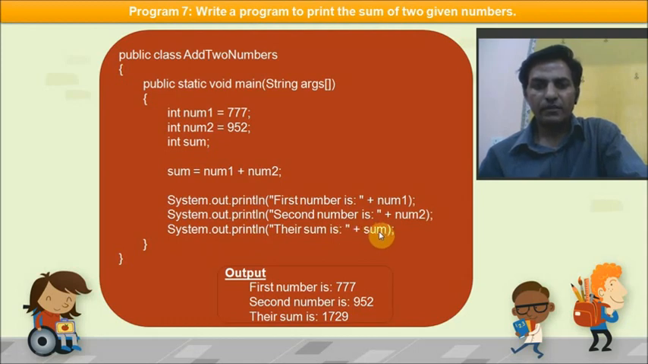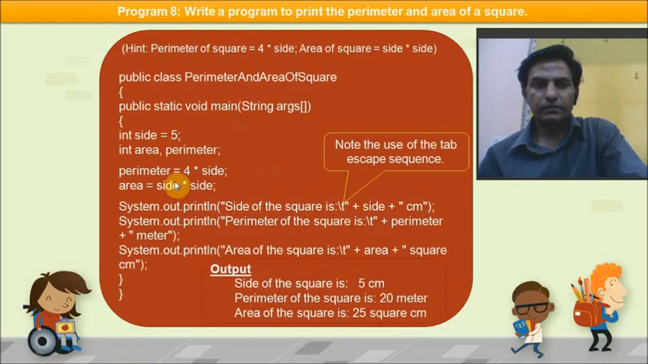Now sum here I have written. Now the sum value is num1 plus num2. Now here number 1, what is that? So whatever you write in double quotation will display here, and num1 the value is 777 because it is written without double quotation mark. Same, num2 is written without double quotation mark, so 952 value is given. Now sum, the value is addition of these two numbers because the value of sum is num1 plus num2. With this you can easily execute the program.